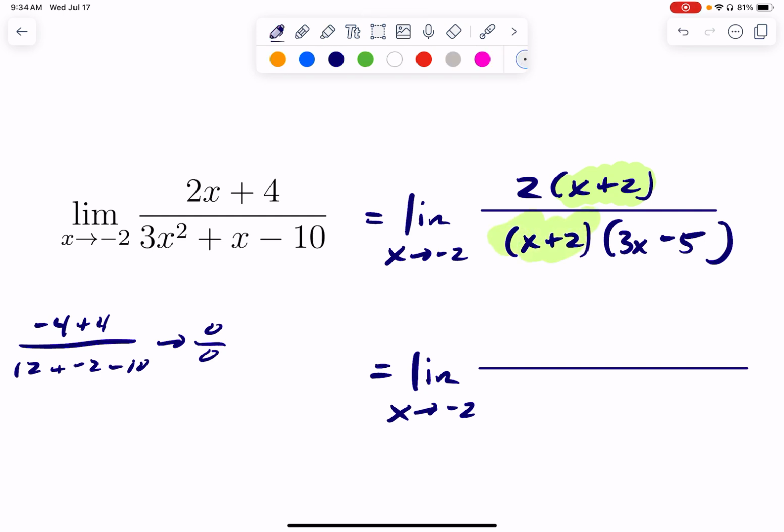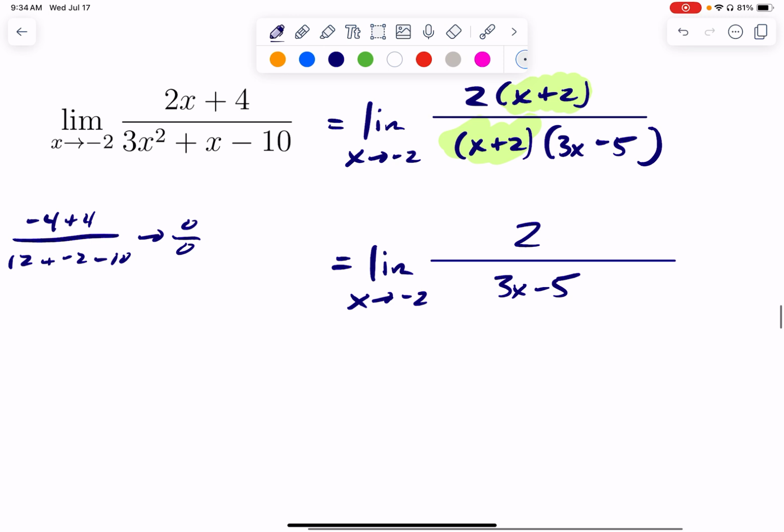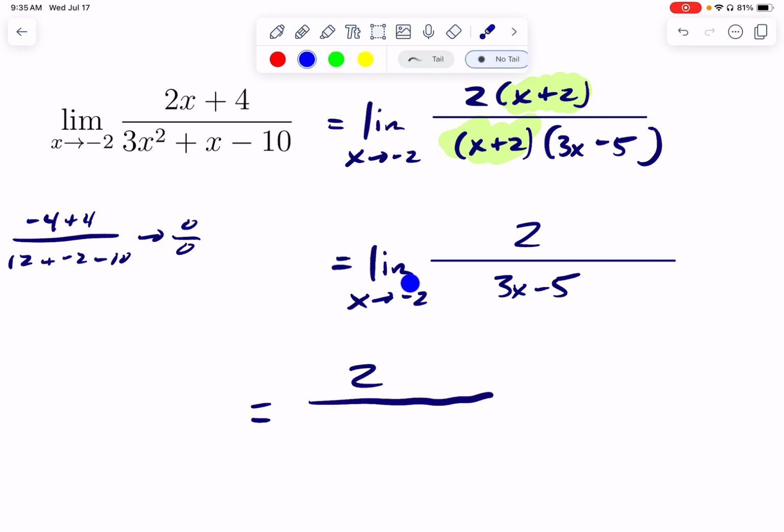But after we cancel, we're left with just 2 in the numerator and 3x minus 5 in the denominator. So now, let's trust our intuition. Our numerator is just the number 2. And if x is close to negative 2, then this is close to negative 6 minus 5. We have a number like negative 11, and our answer is negative 2/11.